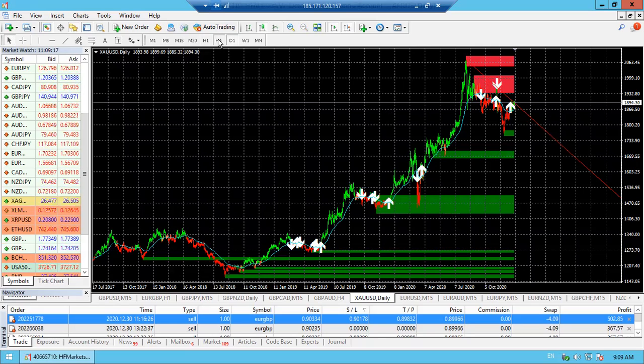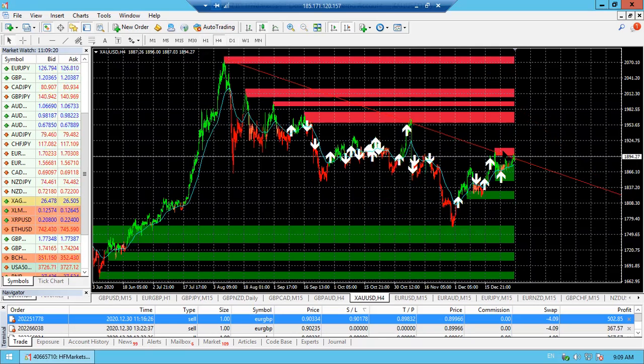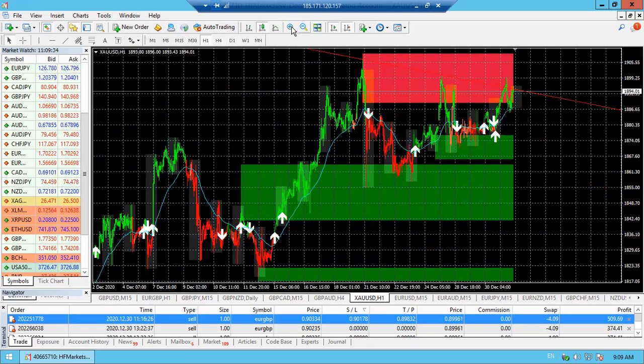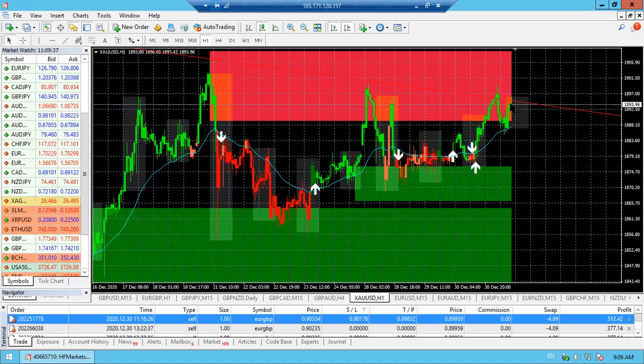So we go down to our 4 hours. I see there's a resistance there that will hold this market from moving more up. Then I go down to my 1 hour. You see, on the 1 hour, it is within a resistance level. And gold is very highly volatile. When I come to volatility, it's very high. It moves close to 1,000 pips a day. Gold. So we have to be very careful.